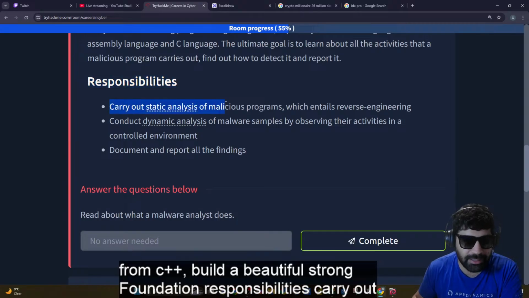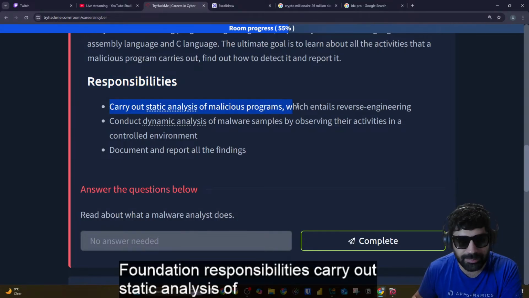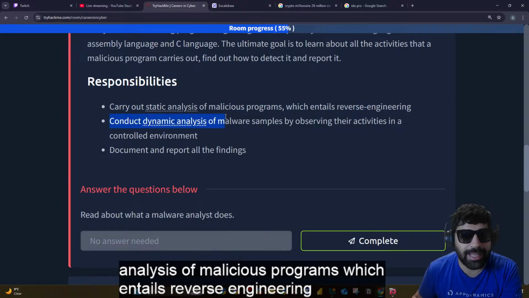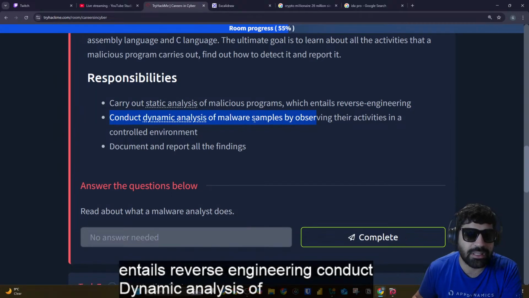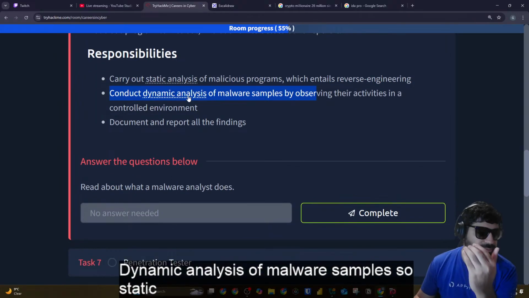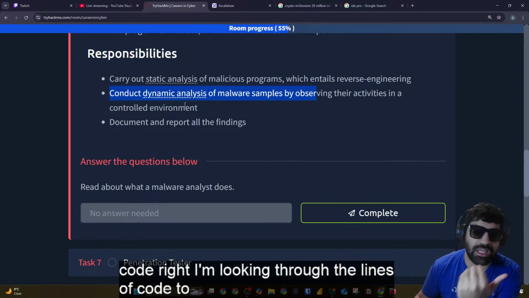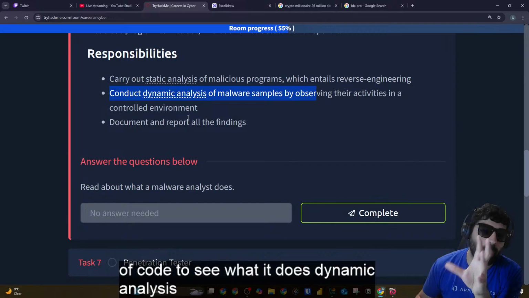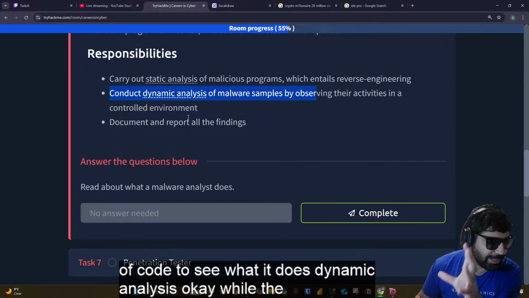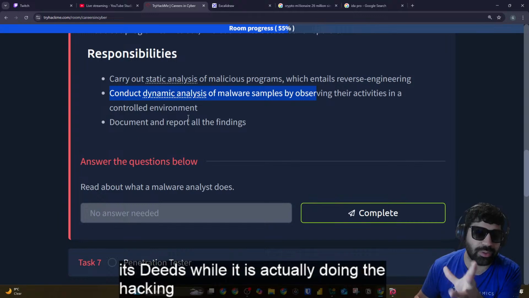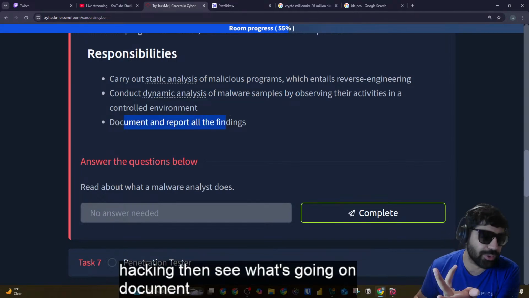Responsibilities: carry out static analysis of malicious programs, which entails reverse engineering. Conduct dynamic analysis of malware samples. So, static analysis, let's say I'm given a code, I'm looking through the lines of code to see what it does. Dynamic analysis, while a virus is doing its deeds, while it is actually doing the hacking, you see what's going on. Document and report all your findings.